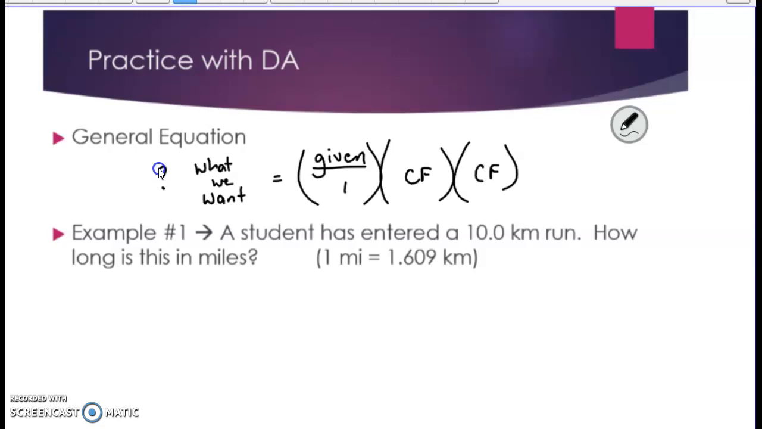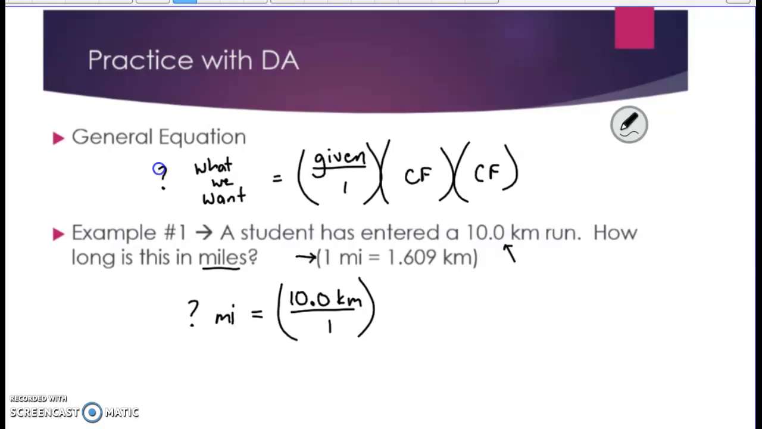A student has entered a 10-kilometer run. How long is this in miles? We are looking for miles, so question mark MI. The only actual number given in the problem is 10 kilometers. And I'm going to put that over 1. The 1 is really just a placeholder to let me know that kilometers is in the numerator.